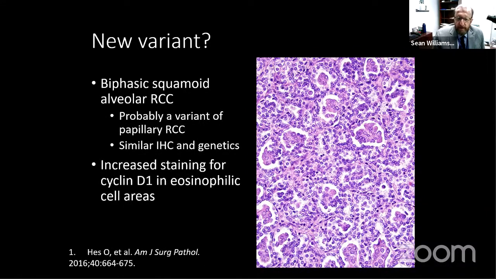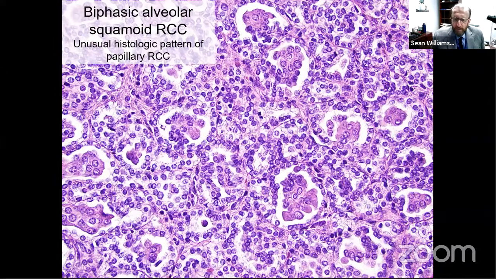For some reason, there seems to be increased staining for cyclin D1 in those eosinophilic cell areas. And so this is an entity, I think, in pathology where when you see a case with an extreme version of this morphology, you might be confused and not sure what to do with it.